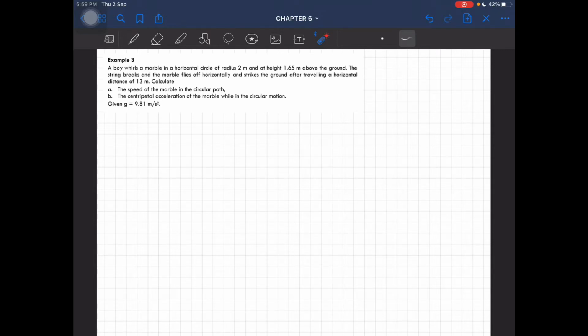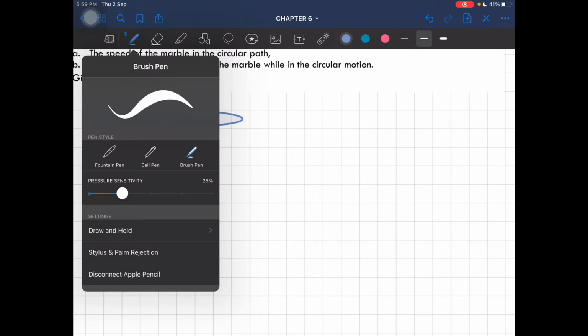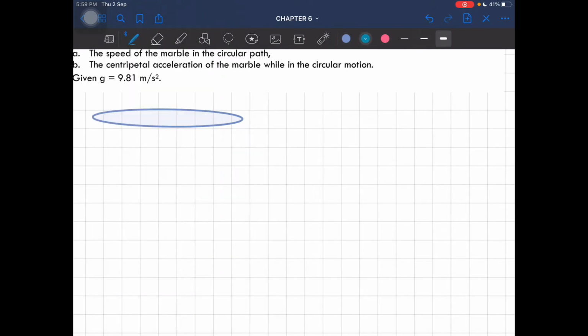Okay, so for this case, we have to consider the situations. We have to imagine the situation or try to draw the situation. First, it says it moves in a horizontal circle. The marble is moving in a horizontal circle. Let's assume this is the marble here. Then this is the string.